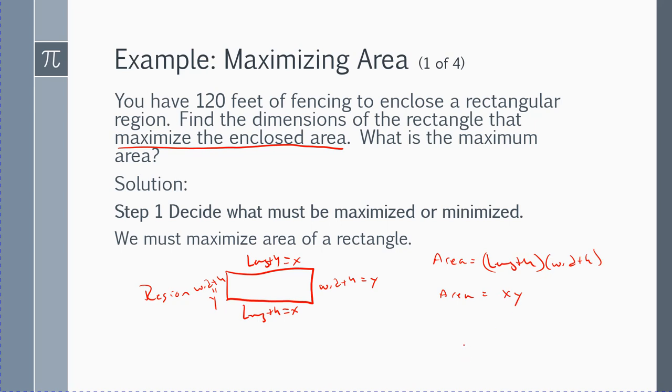But what do I know? I have 120 feet of fencing, so that's the total perimeter. Notice how I'm trying to maximize the area, but it's an equation of two variables. But we know perimeter is 2 times the length plus 2 times the width. So 2x plus 2y is equal to 120. So now watch what I do next here.